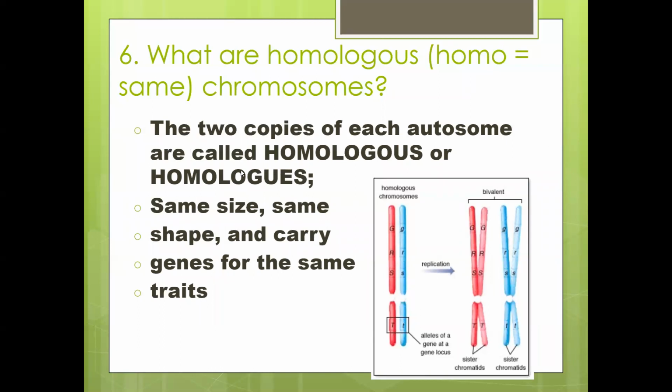The two copies of each autosome are called homologous, or you can refer to them as homologs. It really doesn't matter how you pronounce it. I usually will say homologous chromosomes. Either way, doesn't really matter. They are the same size, the same shape, they carry the same genes for each trait, et cetera.